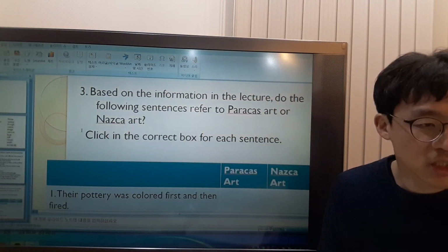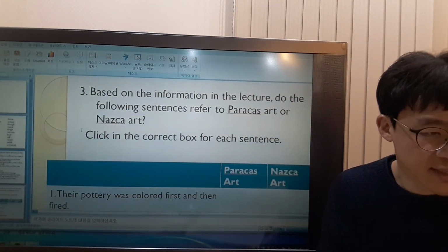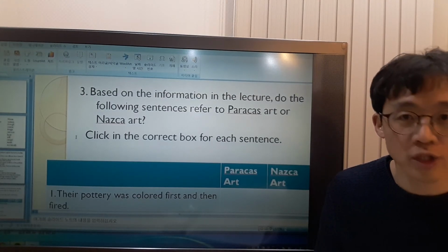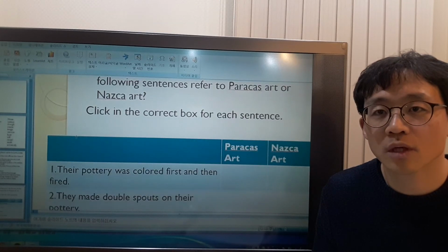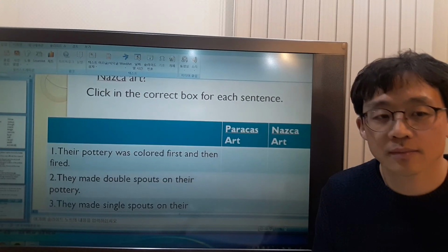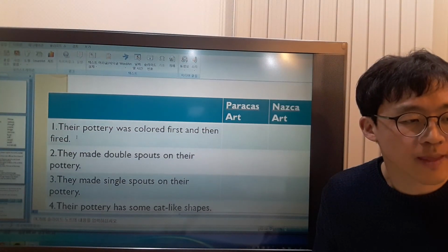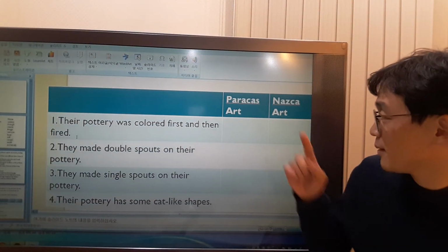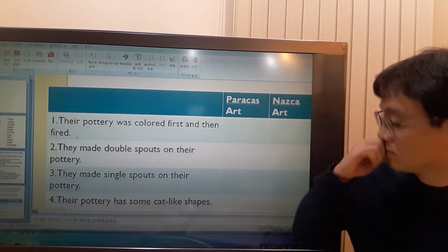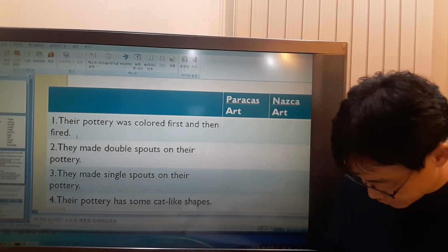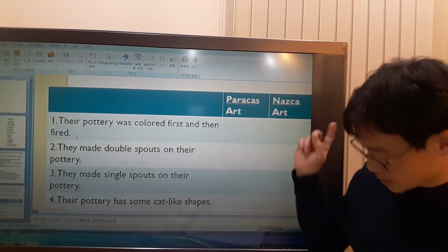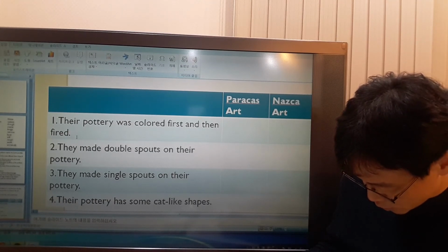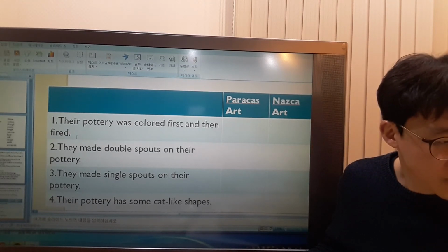Based on the information in the lecture, do the following sentences refer to Paracas art or Nazca art? Which is which? Hold on. Are you seeing this clearly? Their pottery was colored first and then fired. Which one is this? Nazca, right? Nazca colored their pottery before firing it.